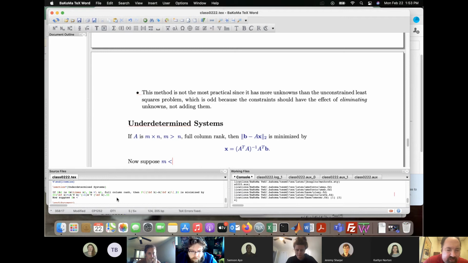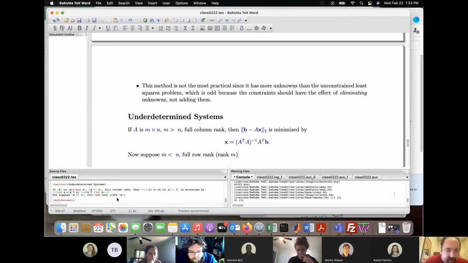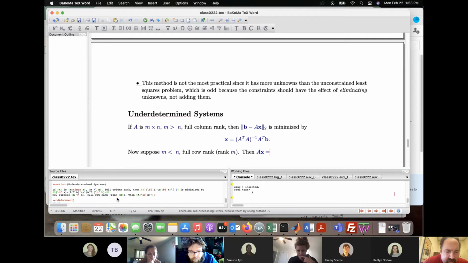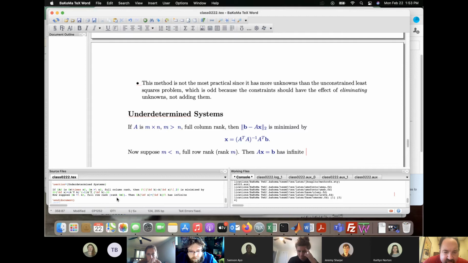Let's suppose that M is strictly less than N, so the system is underdetermined. And we'll assume that A has full row rank, that'd be rank M. Then Ax equals B has infinitely many solutions.